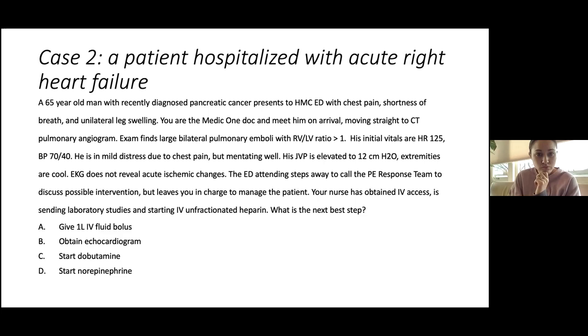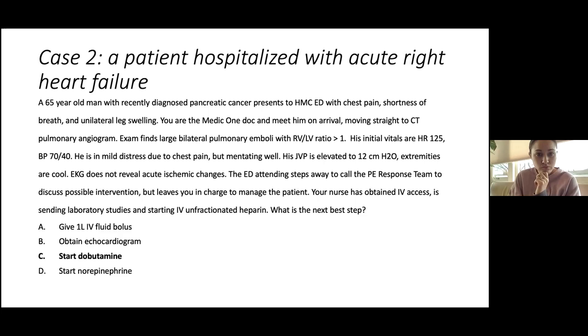if we have other options available. Obtaining an echo is definitely a reasonable choice here. We want to know what's going on with the heart for the same reasons that we previously mentioned. This is possibly cardiogenic shock. I'll argue that dobutamine is probably our best intervention if we can get it quickly because of the concern for cardiogenic shock and intravascular congestion, and also its afterload reduction properties. Norepinephrine is a pressor, and in particular in right heart failure, can increase our pulmonary pressures and increase RV afterload. And so the correct answer here is starting dobutamine.